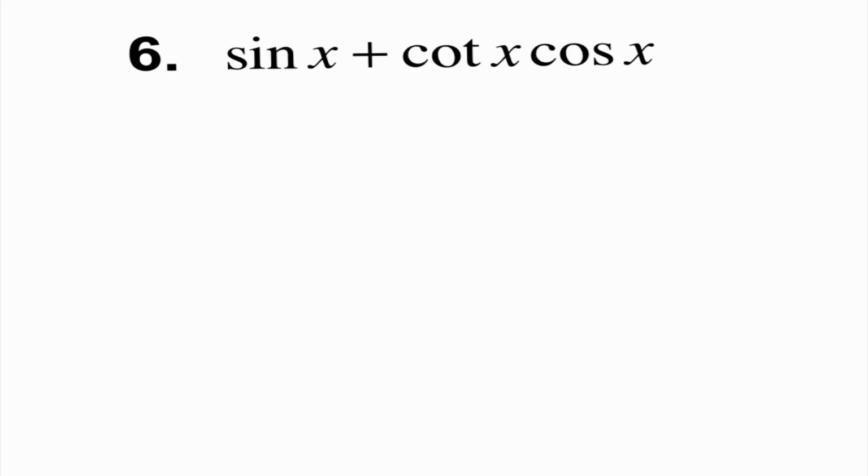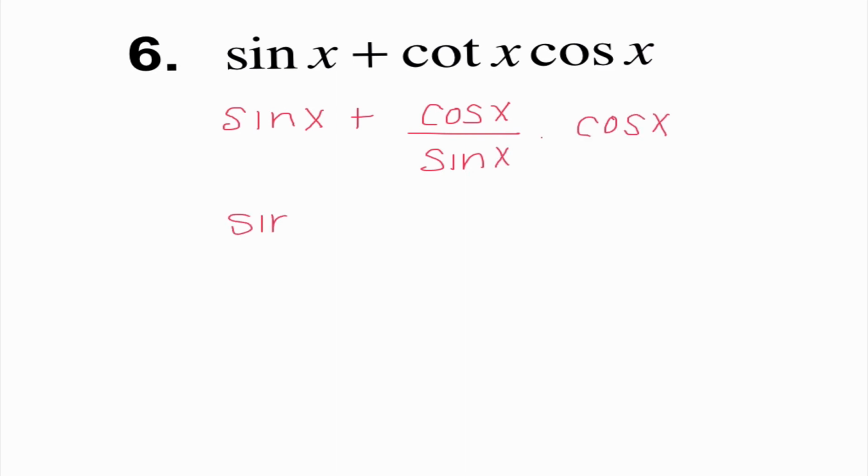Number 6. I don't see any Pythagorean identities. It doesn't look like there are any mathematical things that we could do, like factor or multiply or anything like that. So I'm going to get everything in terms of sine and cosine. So I know cotangent is cosine over sine. So what I really have here is sine plus cosine squared over sine.